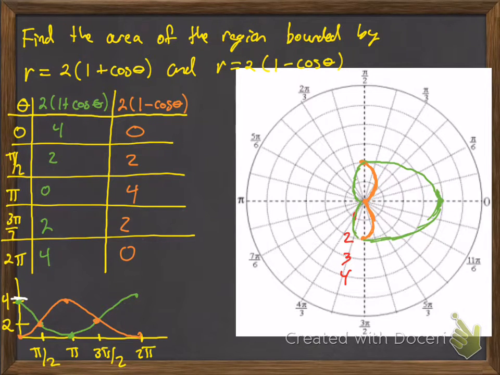The area we're going to look at, bounded between the two graphs, inside green and inside orange, is actually going to be this whole piece here and this whole piece here. However, because of the symmetry, we only really need to find the area of that little slice there that I have found, and then we can just multiply it by 4.